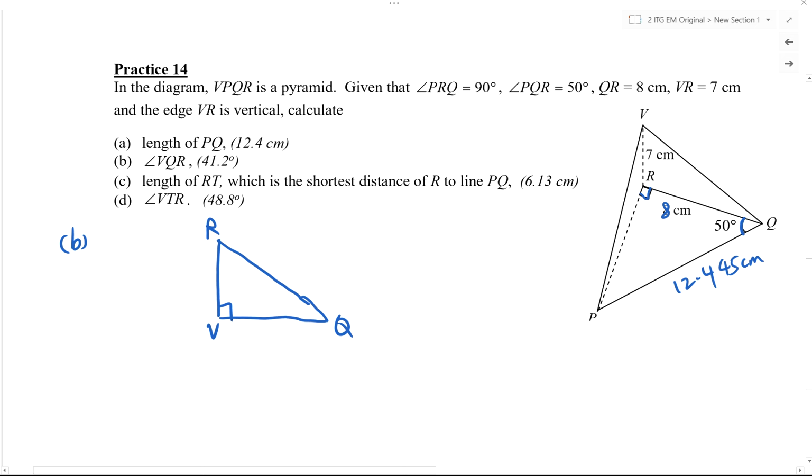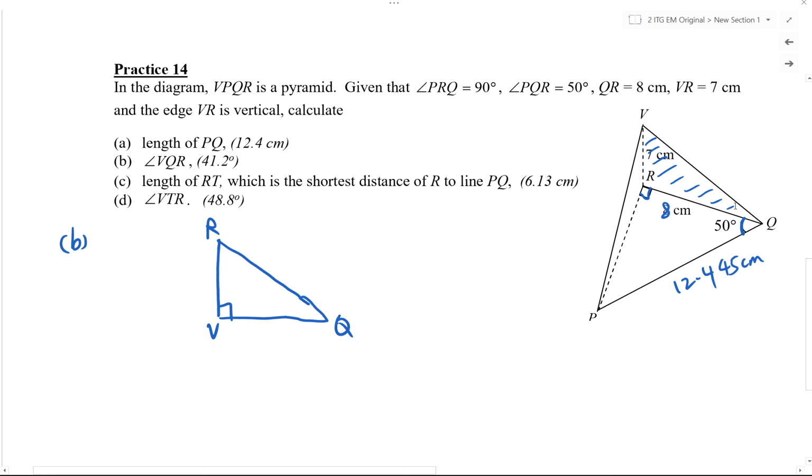Okay, do you agree that this side of the triangle looks like this? VRQ. If R is the top of the pyramid, then VQ must be on the base, right? On the floor. So that's why I draw VQ on the floor. And then VR, according to the question, is vertical. So you just put your pencil on the table, vertical. That's what it looks like.